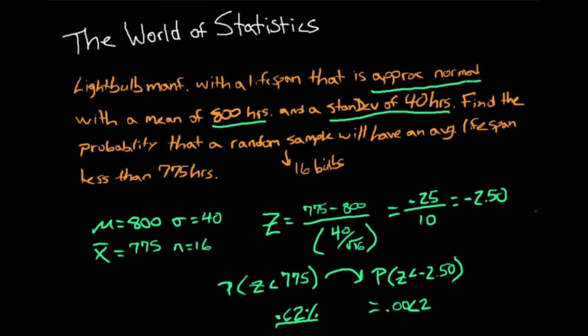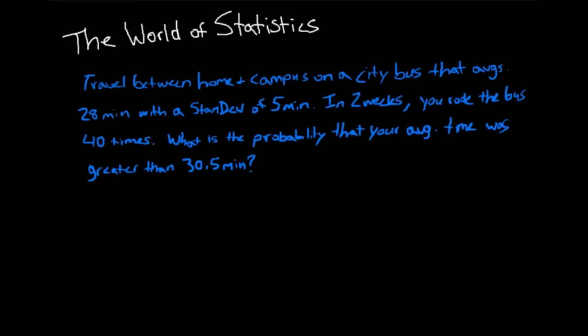Again, just looking at some of the keywords, what you're given, making sure you write everything down, and filling in the formula. Let's go ahead and look at another example. In this second example, let's say that you travel between home and campus on a city bus, and that averages 28 minutes with a standard deviation of 5 minutes. In 2 weeks, you rode the bus 40 times, which is probably a lot. What is the probability that your average time was greater than 30.5 minutes?